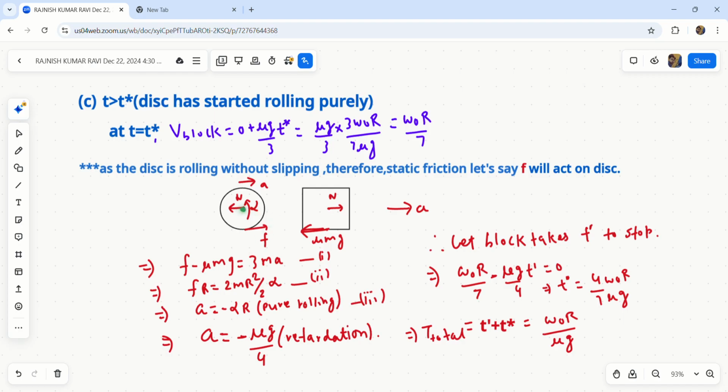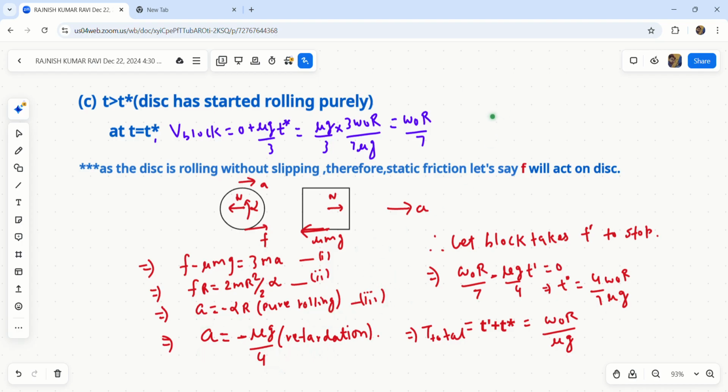If we write the torque about the center of the disk, Fr will be I cm into alpha. This is equation number 2. And for pure rolling, acceleration is in this direction and alpha in this sense. This point must have 0 acceleration. So for pure rolling, A must be equal to minus alpha into r. So this is the pure rolling condition. If we solve these 3 equations, we will get the value of acceleration as minus mu g by 4.